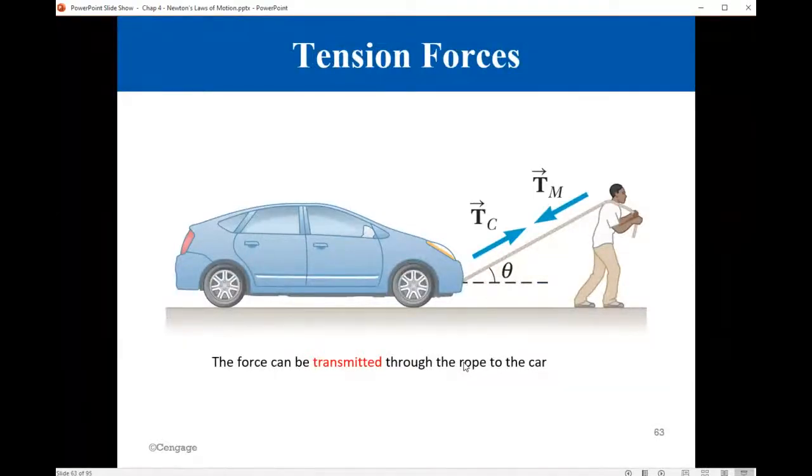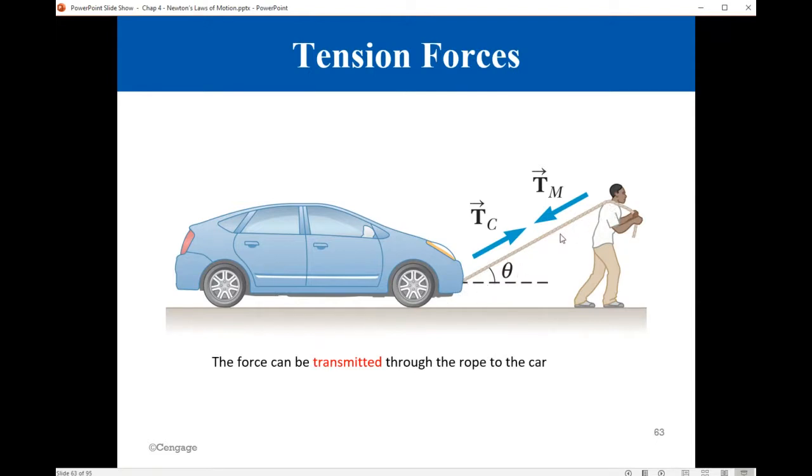We move on to another force, which is the tension force. We are all familiar with this force. This is just one example. We use a rope or a string to pull things. There will be a force in this string. We call it a tension force.